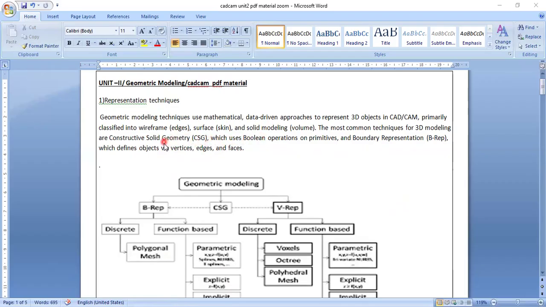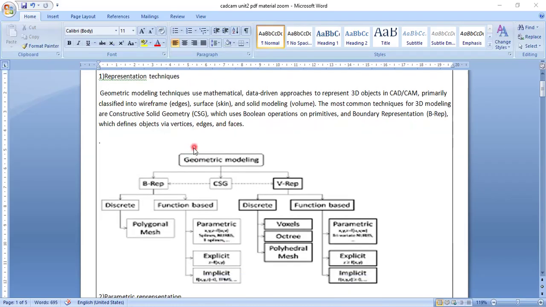One of the solid modeling techniques is constructive solid geometry, which uses Boolean operations on the primitives, meaning given figures, and boundary representations. Boundary representation defines objects via vertices, edges, and faces. So an object is created with the vertices, edges, and faces. I will discuss this deeply in the second video, in the next question.